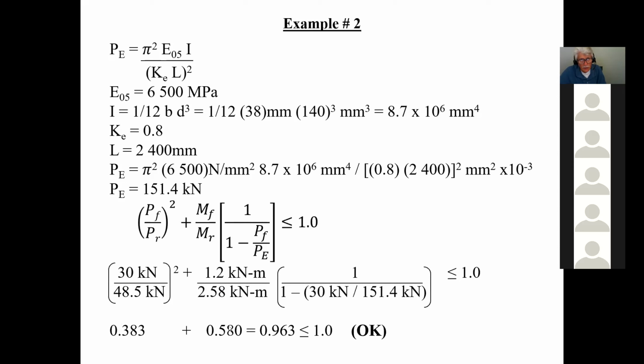0.383 plus 0.58 gives me 0.9. The closer I am to 1, the more optimum my choice is, okay? I am less than 1, I'm okay. Now, if you happen to use 1 in here instead of 0.8, you can check it. If it still ends up being less than 1, you're still okay. You're even being more conservative. So that's what this means.